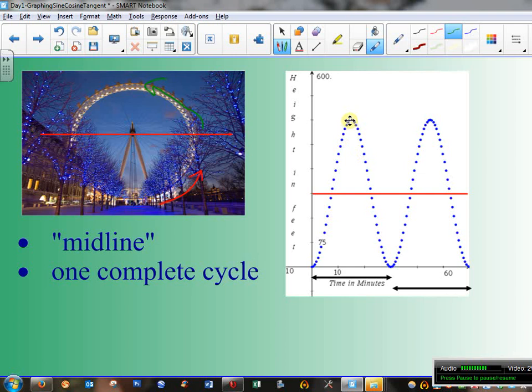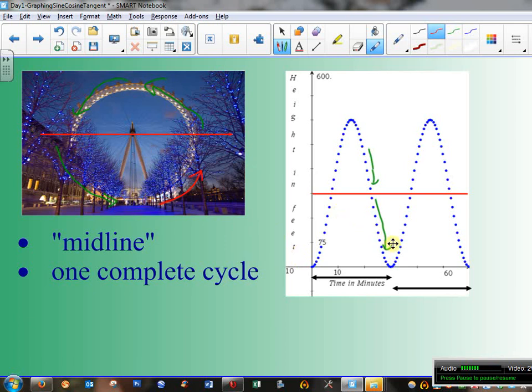When we get to the top of the circle, we start going back down. We'll go back down here until we hit the midline. Same thing on this side. And then we'll be going back until we're back at the bottom of the Ferris wheel. Now, if you're on the London Eye, you get to go around twice, especially if you pay your money.